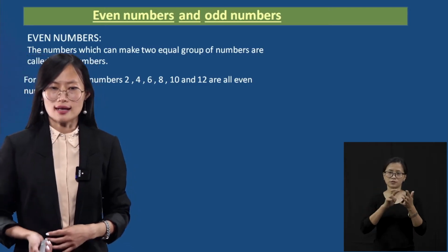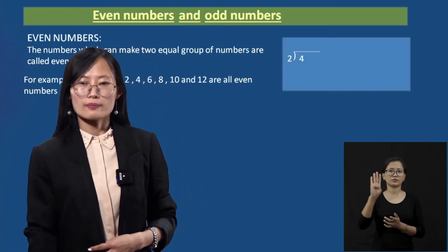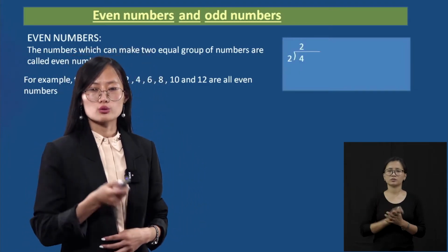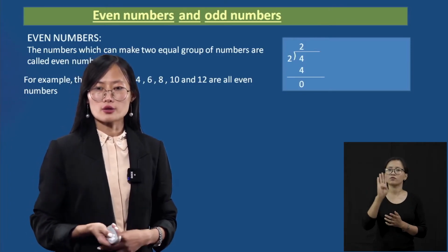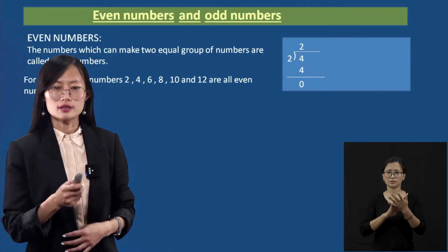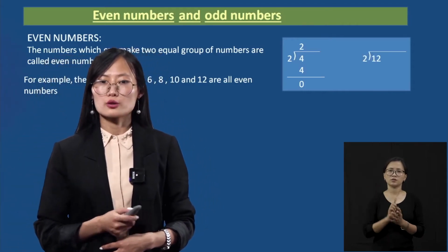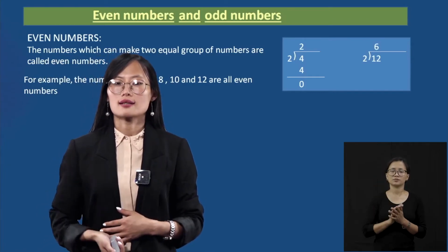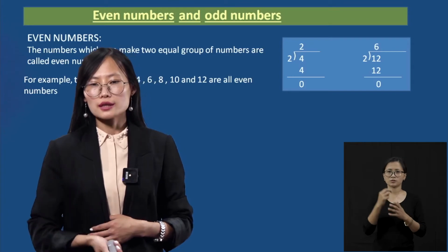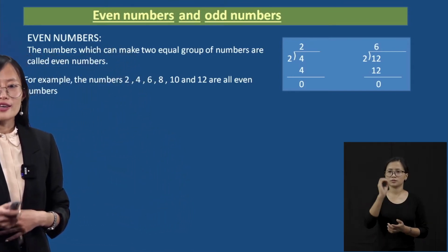So let's see an example of 4. Let's divide it by 2. So 4 divided by 2, you get 2, because 2 into 2 is 4. You get a remainder 0, which means 4 is an even number. Let's check another number, that is 12. 12 divided by 2. 2 into 6 is 12. Now you subtract it, you get a remainder 0. So here 12 is also an even number.